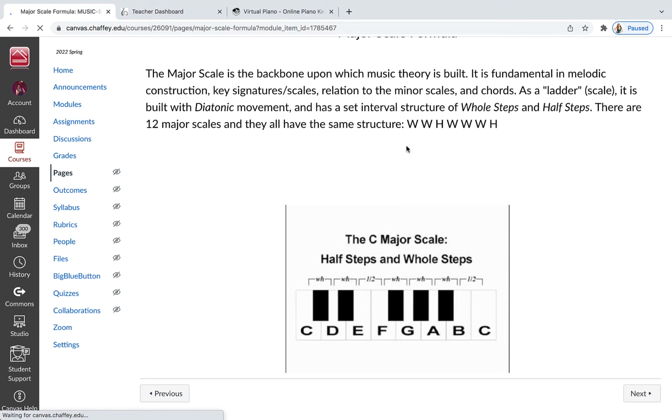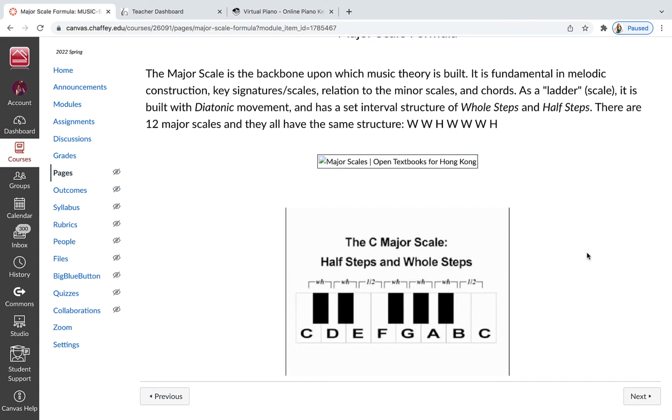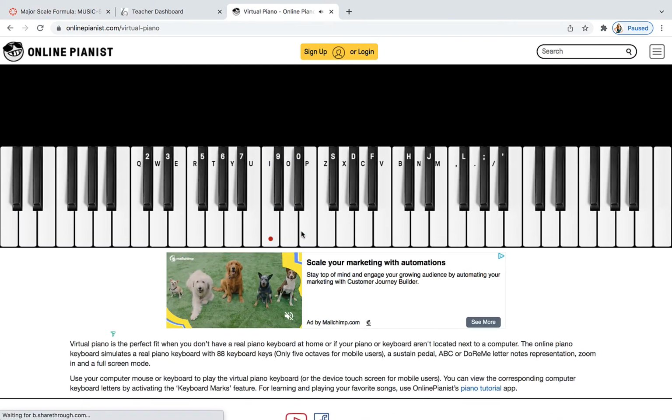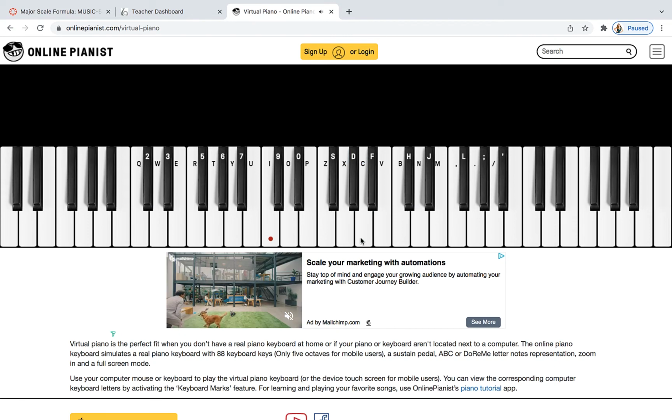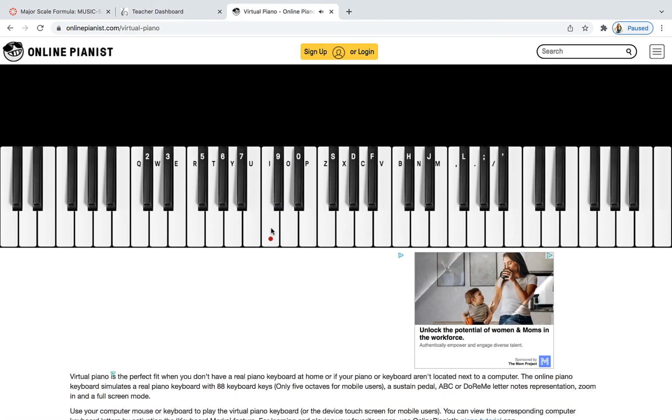And all major scales are built the same way, with a specific structure of whole and half steps. They all have the same structure. They will move whole, whole, half, whole, whole, whole, half. So here's a C major scale. It goes right on up. And the cool thing about the C major scale is it's all white keys. C, D, E, F, G, A, B, C, C, B, A, G, F, E, D, C.